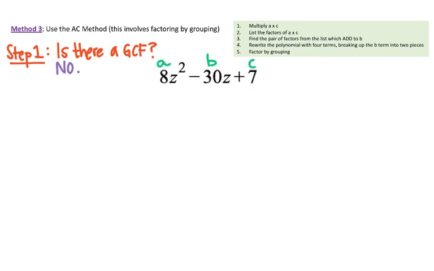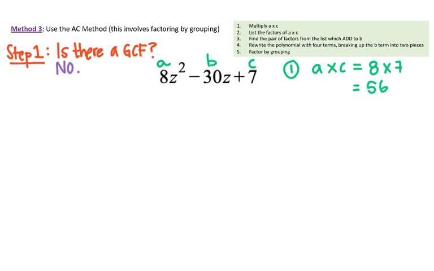So in this third method, we look at the 3 coefficients, and step 1 is you want to multiply a times c. So in this case, that's going to be 8 times 7, which is 56.